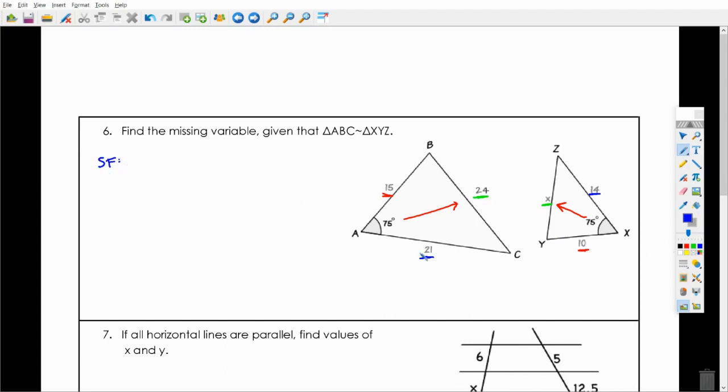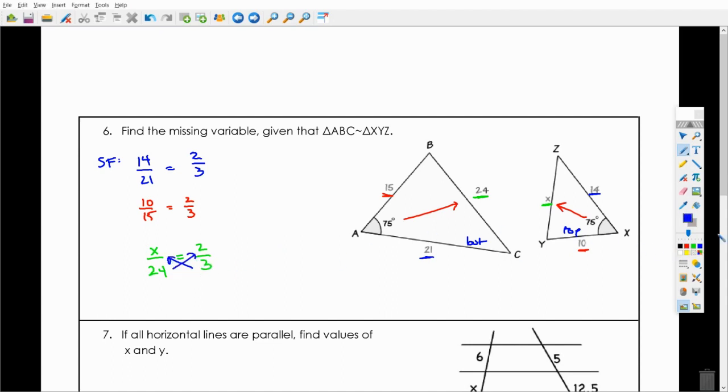So I'm going to put my scale factor, use the blue ones there, I'm going to put that one on the bottom, this one on top, for no reason really. So 14 on top, 21 on the bottom. You get 2 over 3 for my scale factor. And then just to check, 10 and 15, you also get 2 over 3. So that means if I put the green, so x and 24 as a ratio, so x over 24, it should be equal to 2 over 3.